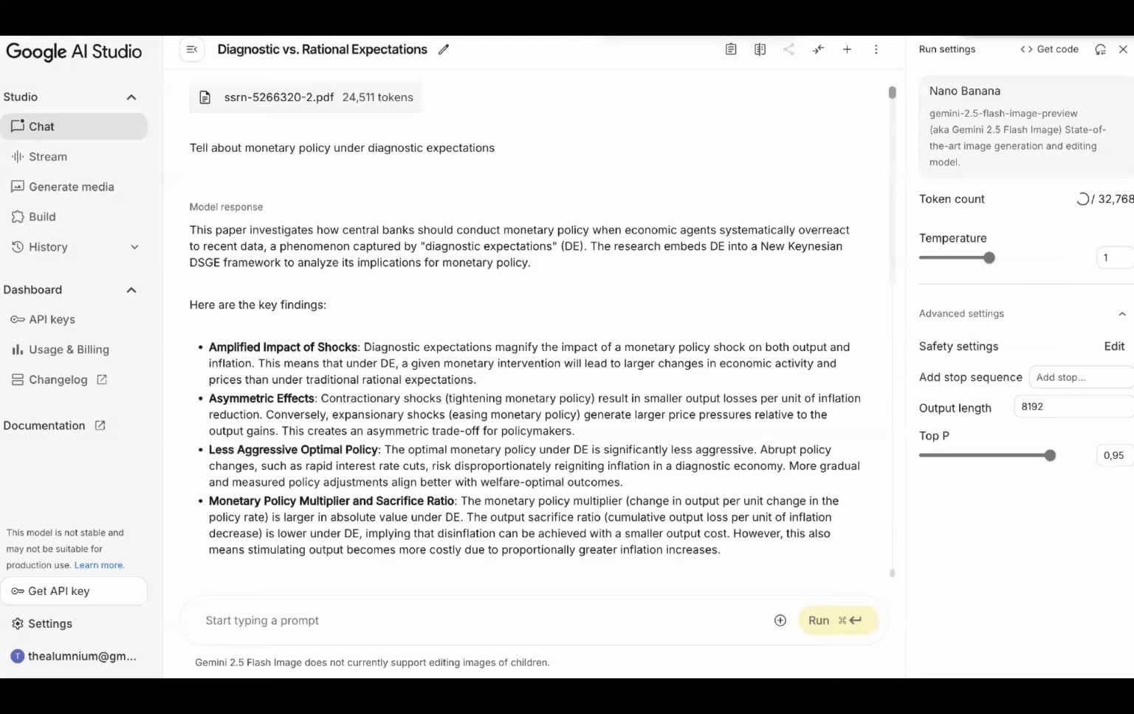And what this assistant does, it provides an answer based on this material. Like, tell about monetary policy and the diagnostic expectations. So this was basically the topic of my paper. And what it provides is information retrieved from this paper, and I would say that it gives a pretty nice answer. So I would be happy if people who are reading my paper would get this particular message from my paper. Yeah, so I'm pretty satisfied with all these solutions.